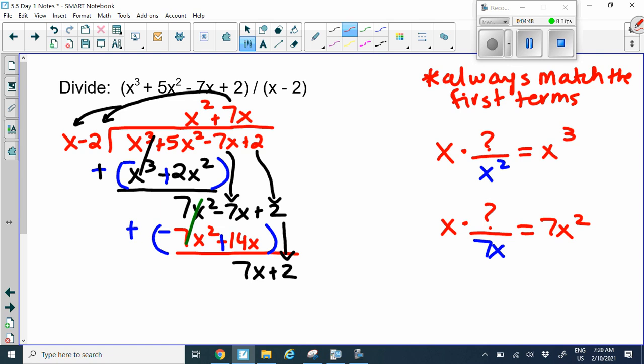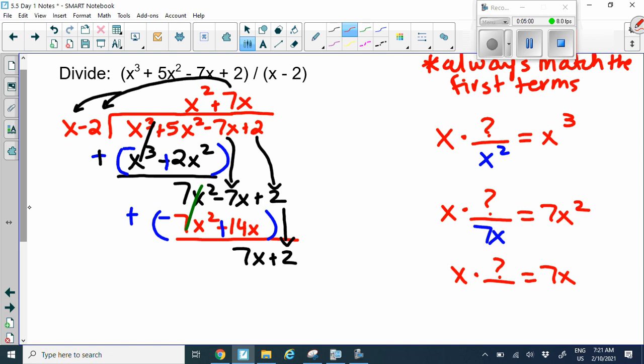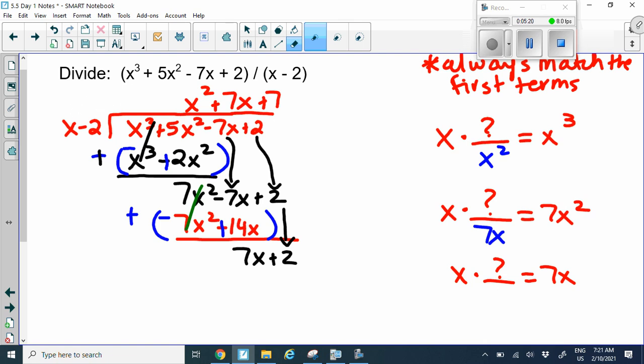Okay, so now we need to see, can x go into 7x? Yes, it can. So we have to think, okay, x times what gives us 7x? Well, we already have the x, so the only thing left is the plus 7. So notice that we're at the end here, right? And we get our constant. That's when we kind of know that we're going to be finished, and whatever is left over is going to be our remainder, okay? So now we take our 7, and we're going to multiply it by the x minus 2. So I take 7 multiplied by the x minus 2. So that gives me 7x.